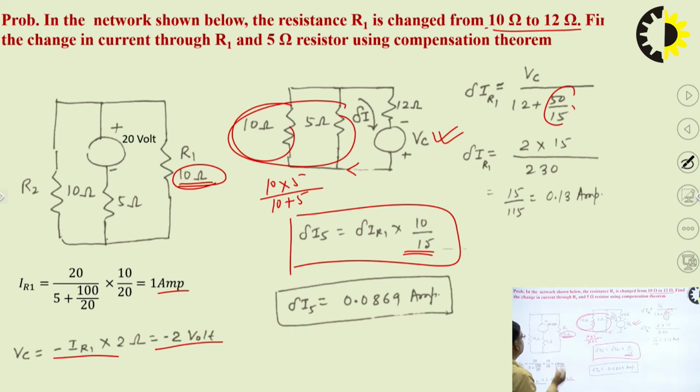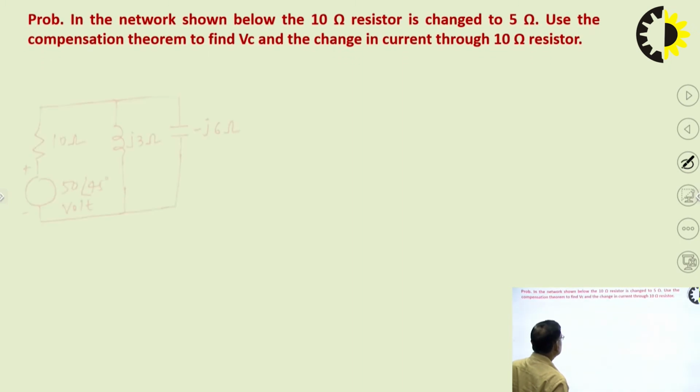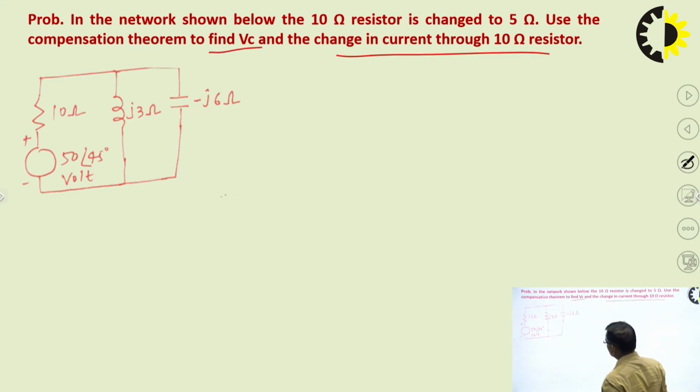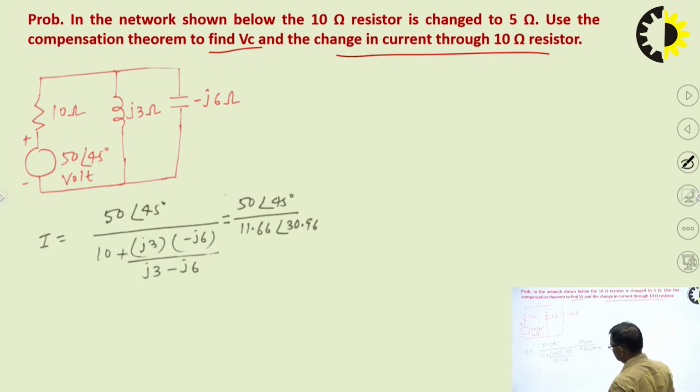So the change in current through R1 and the 5 ohm resistor. Simple: find the compensating voltage Vc and then the change in current. Use the compensation theorem. Simple circuits. We only have to take care of where we inject the voltage and how we calculate the Vc. That is the more important thing, nothing else.